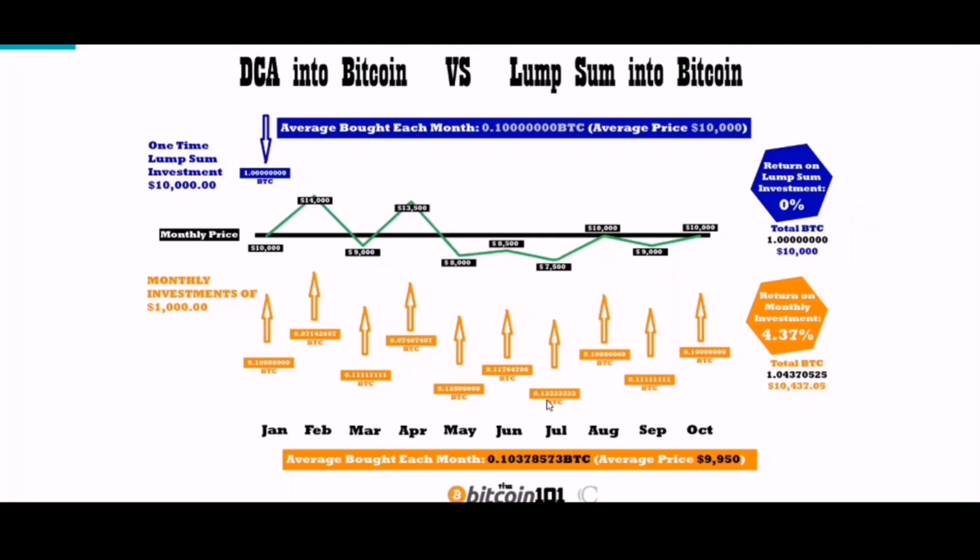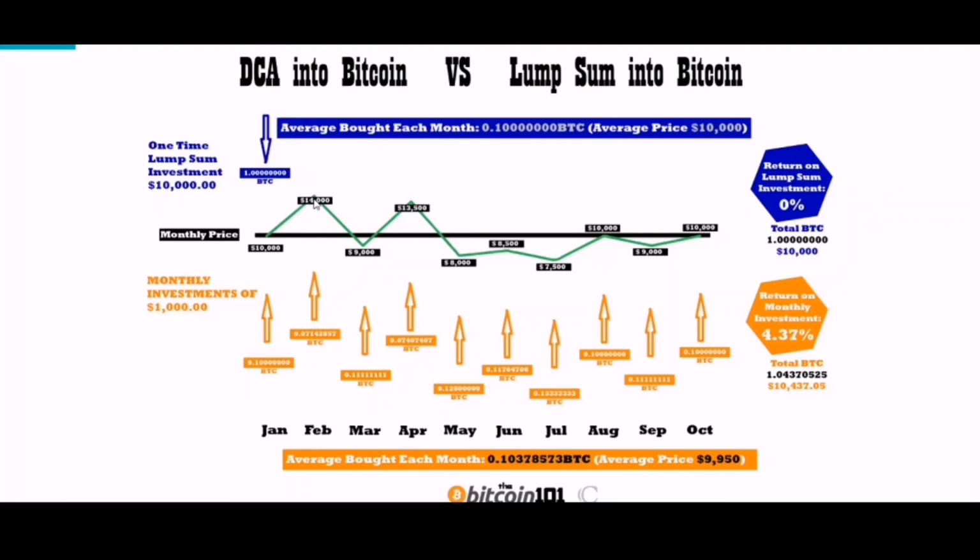We were able to get 0.133 Bitcoin. Okay, and in August, it was back to 10,000. So we were able to get 0.1. 9,000 in September, so we got 0.11. And then back in October, it was 0.1. So along those whole 10 months, the Bitcoin went up and down.